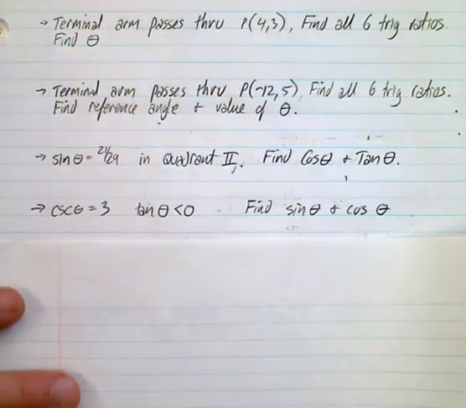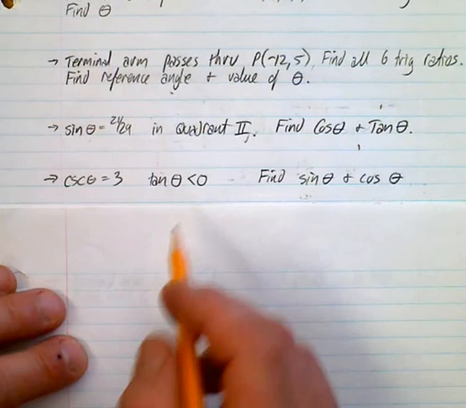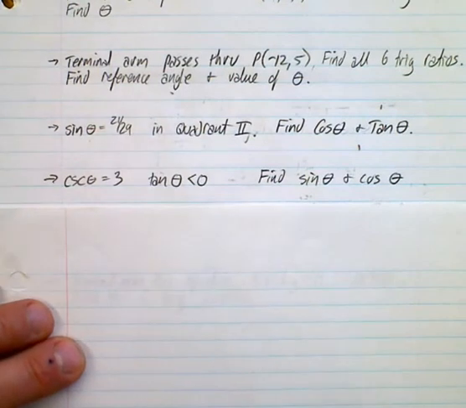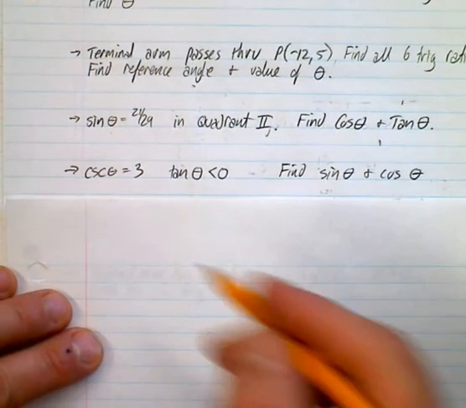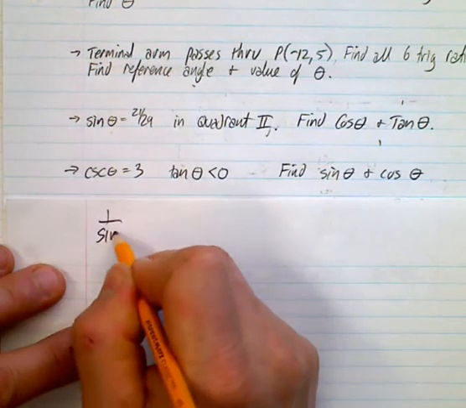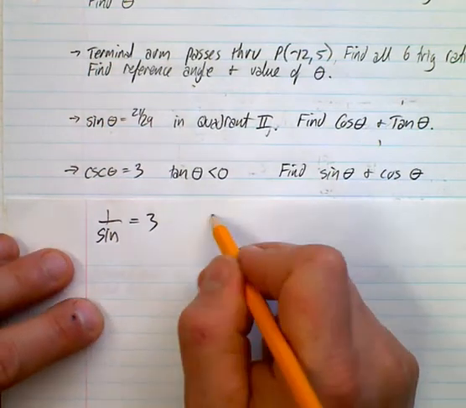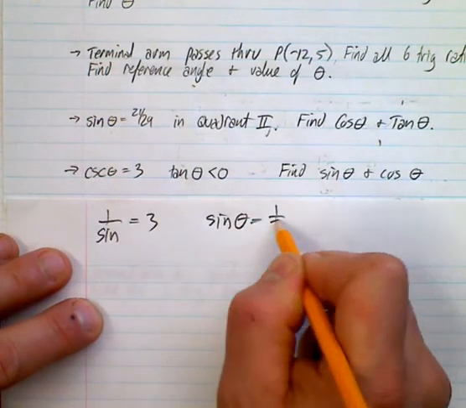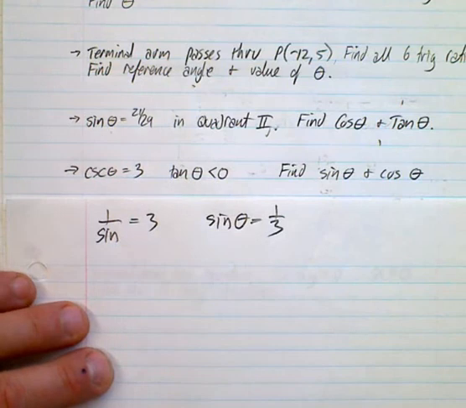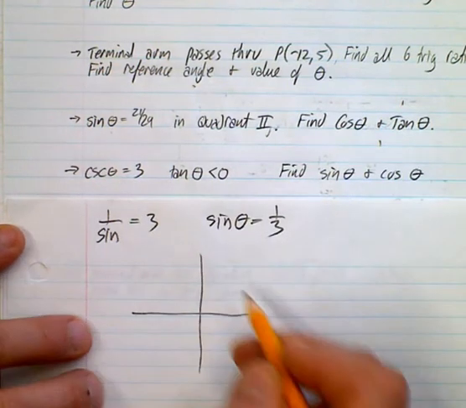If my cosecant is 3, and tan theta is less than 0, find sine and cos. All right, well, let's check this out. Cosecant, that's 1 over sine, right, is equal to 3. So that means that sine theta would be 1/3. Okay, so now, and it's positive, right? It's a positive 1/3. All sine, tan, cos.